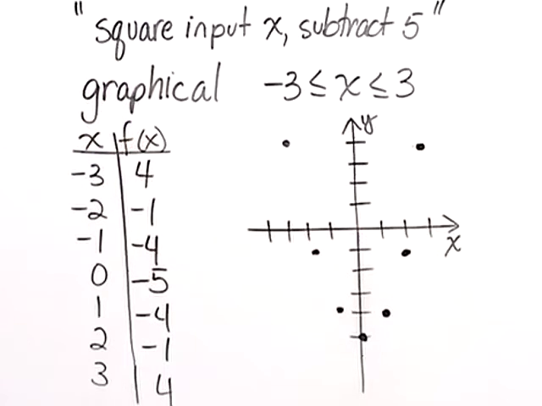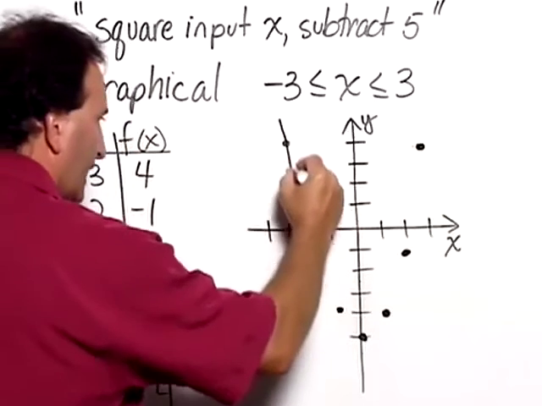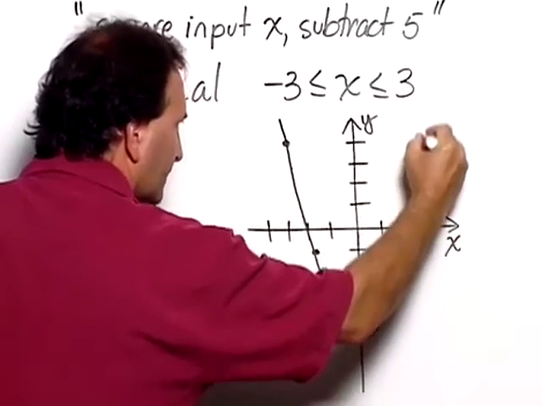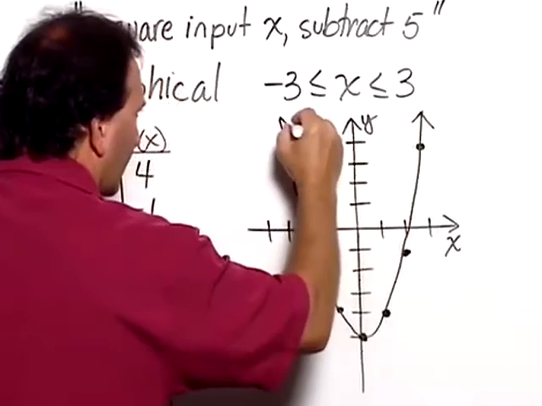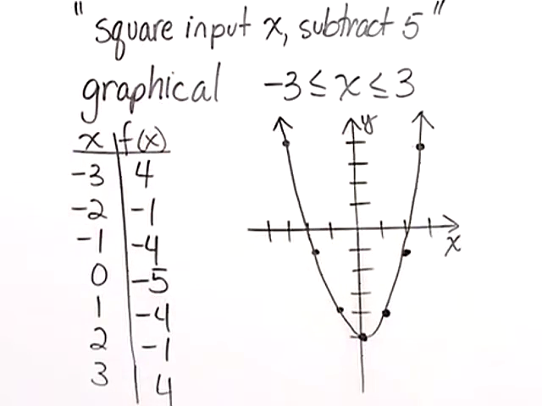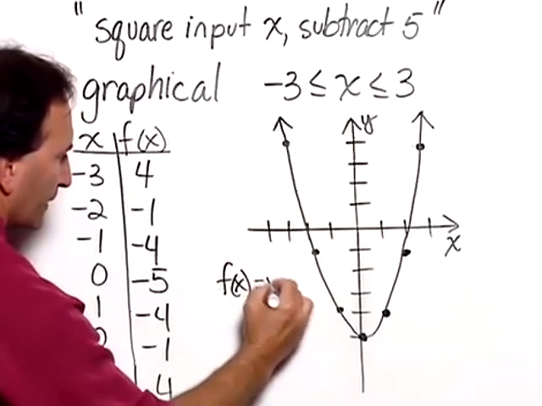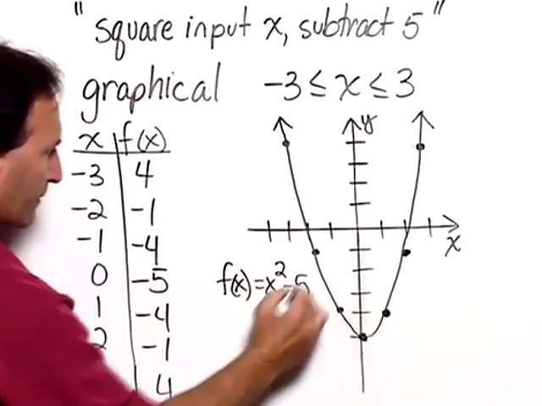And so to draw our graph, we simply need to connect those points with a smooth curve, which of course is the shape of a parabola. And this is the graph of f of x equals x squared minus 5.